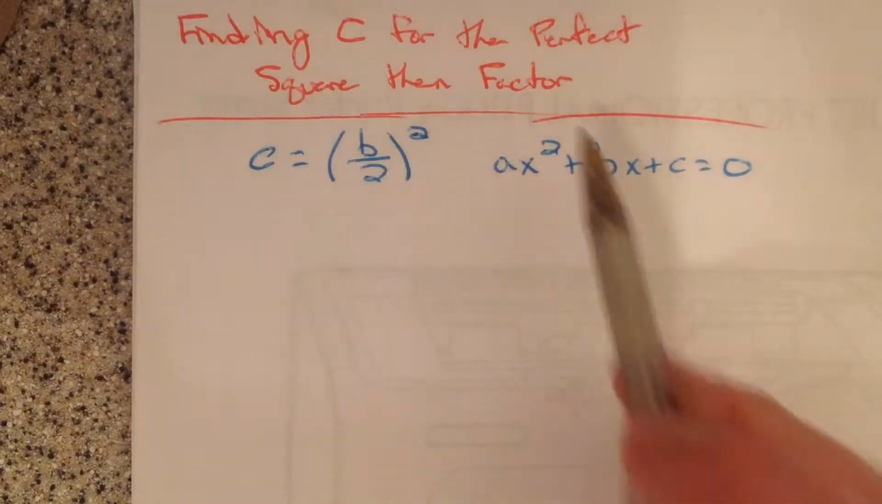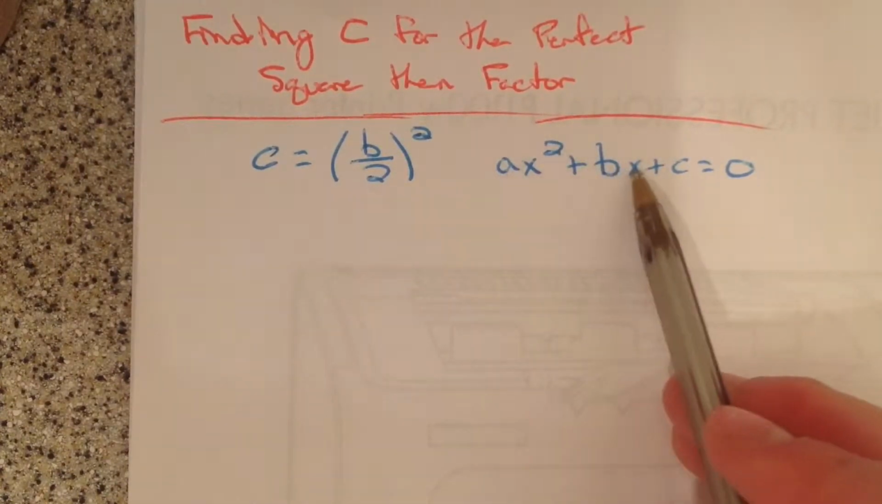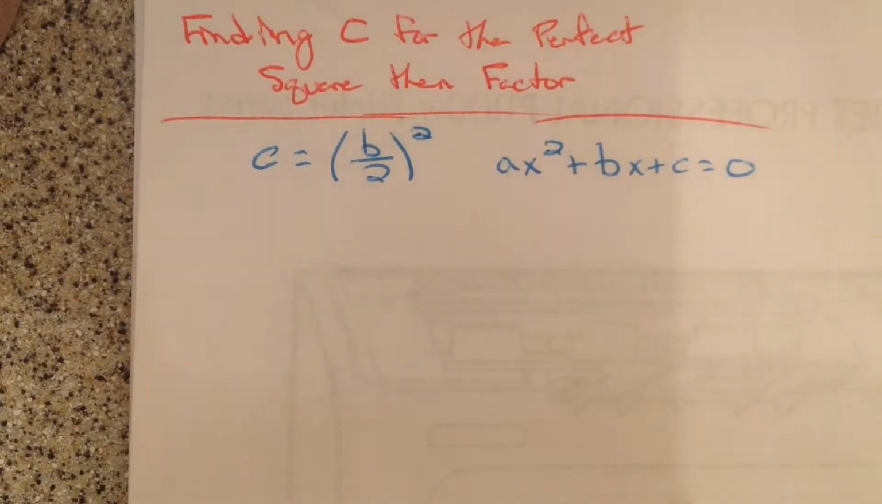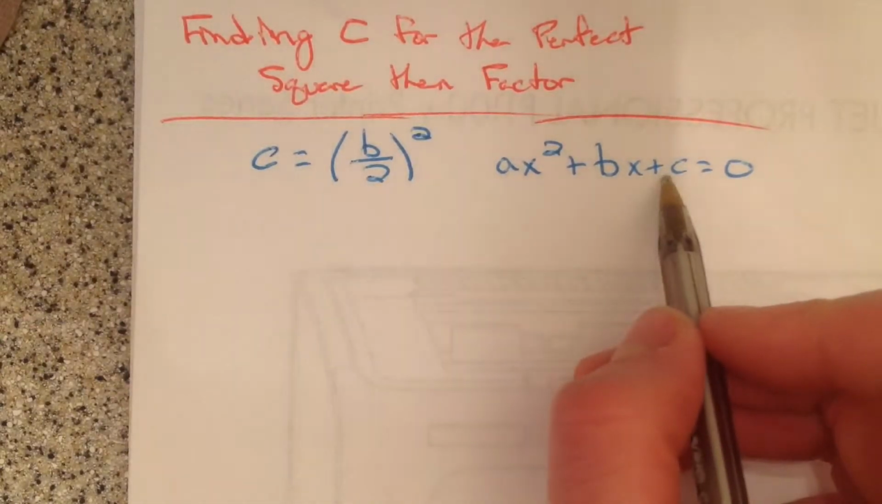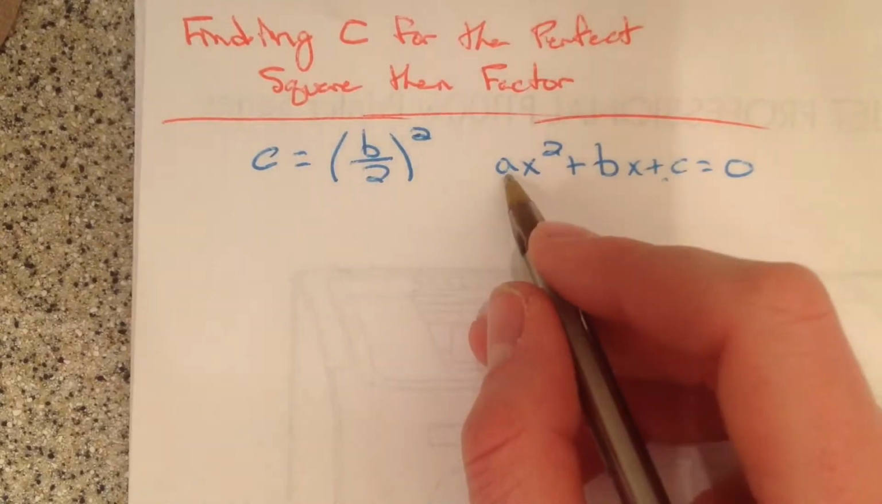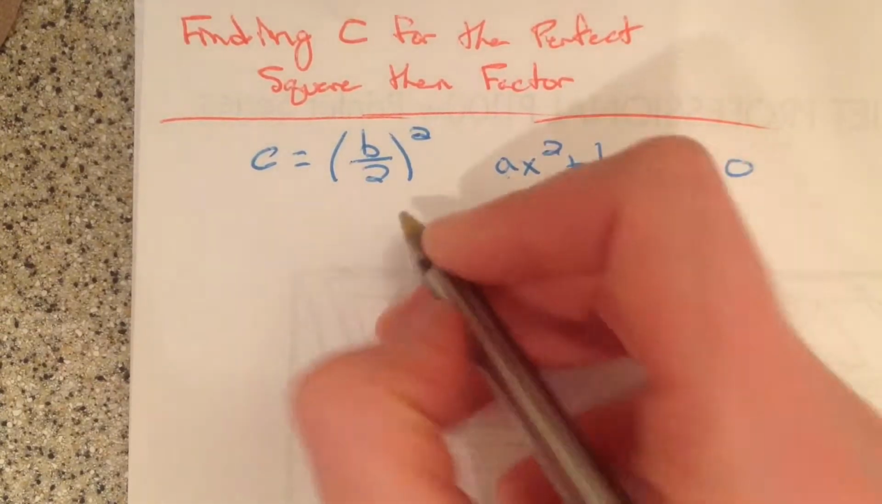So a is our term in front of our x squared, b is our term in front of our x, c is our term by itself. So we build this c specifically so that it's a perfect square. But here's something to know. Before we go about building c, a needs to be a 1.